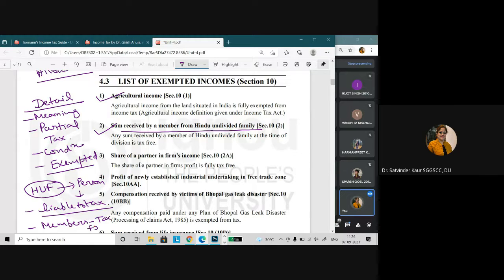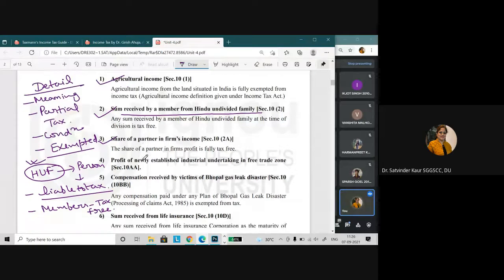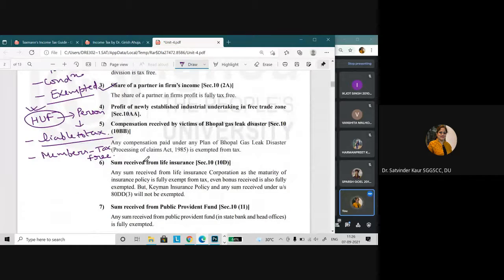Because it is just a distribution of income. Income earned by the Hindu undivided family is taxed in the hands of the Hindu undivided family as a person. So in this particular case, when it is further divided or given to the members, it becomes tax free. Similarly, a similar rule applies in the case of a partner's share in a firm's income.